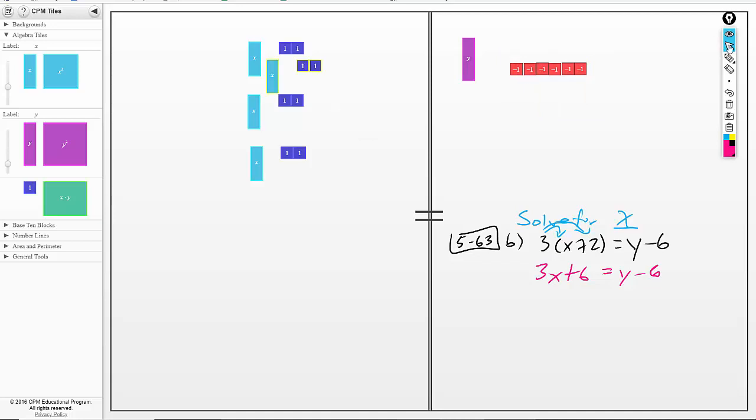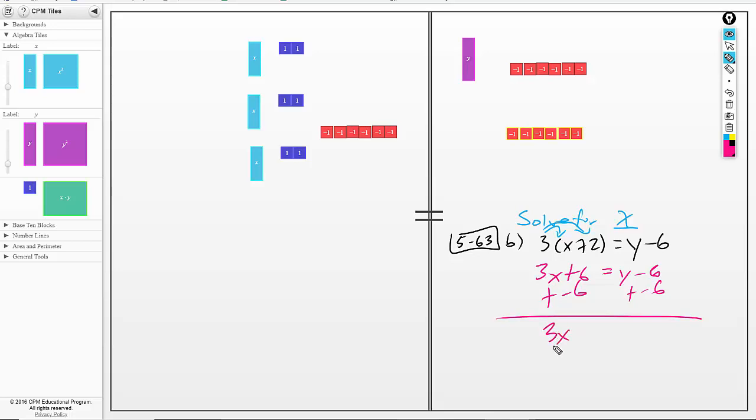Oops, that completely messed things up. Let's throw that away. If I add 6 negatives on the left side, that'll create a 0 pair for all these. I have to do it to the right side. So again, what I'm going to do is add negative 6. So plus negative 6 and then plus negative 6, which means on the left side all I have left is 3 x's, because this creates a giant 0 pair. And then on the right side, I'm going to have equals y minus 12, because now there's 6 negatives.